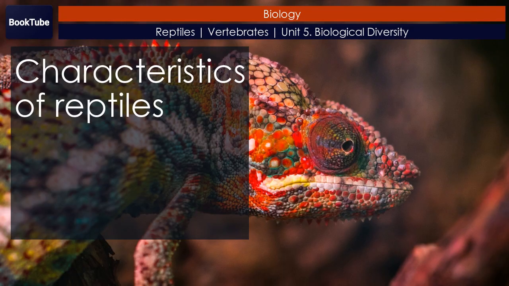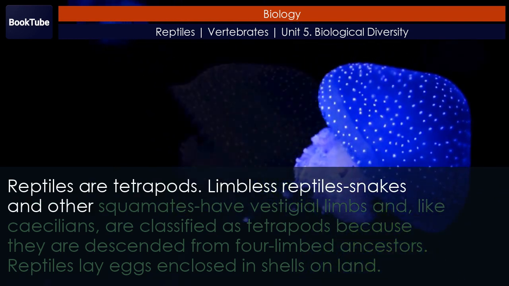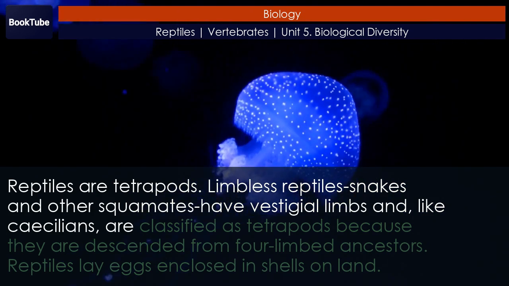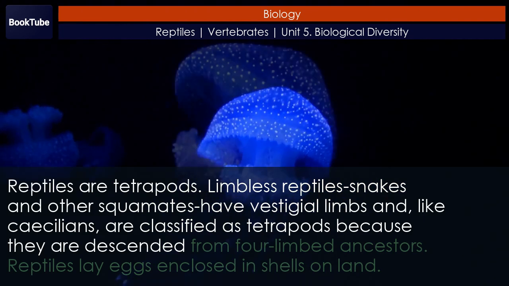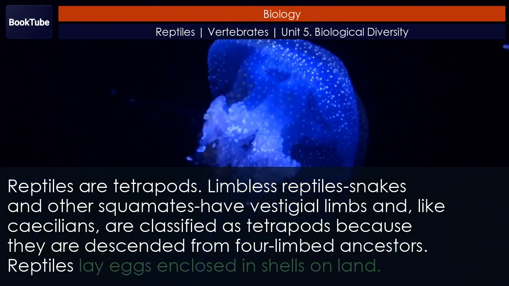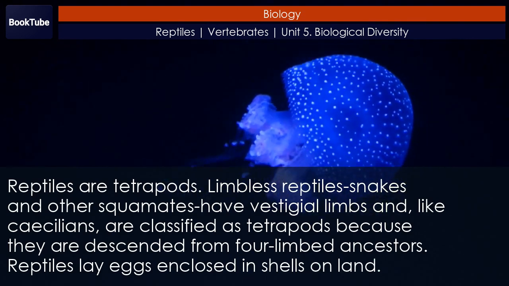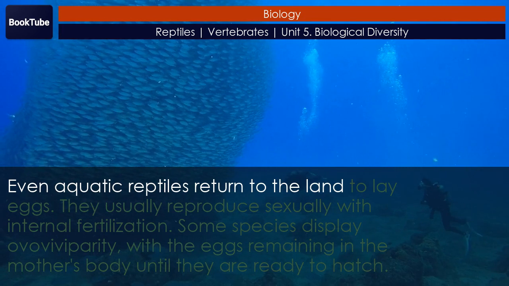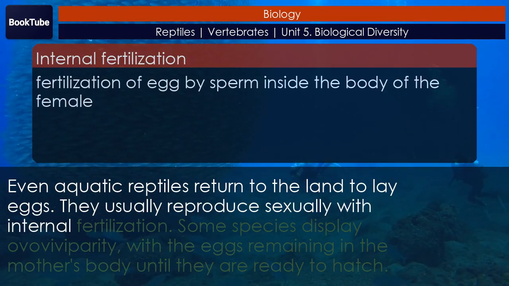Characteristics of reptiles. Reptiles are tetrapods. Limbless reptiles, snakes and other squamates have vestigial limbs and, like caecilians, are classified as tetrapods because they are descended from four-limbed ancestors. Reptiles lay eggs enclosed in shells on land. Even aquatic reptiles return to the land to lay eggs. They usually reproduce sexually with internal fertilization.